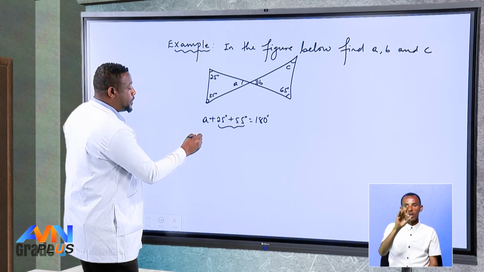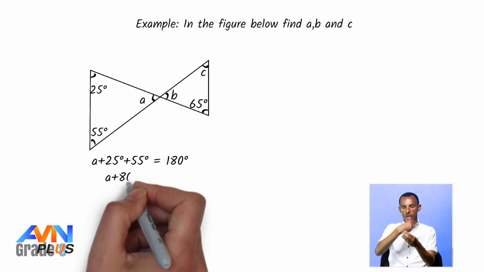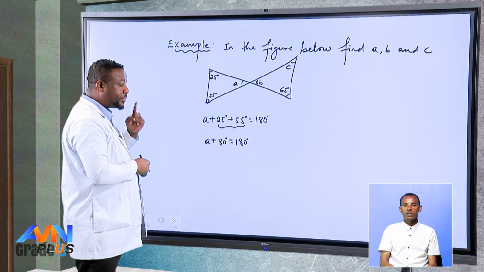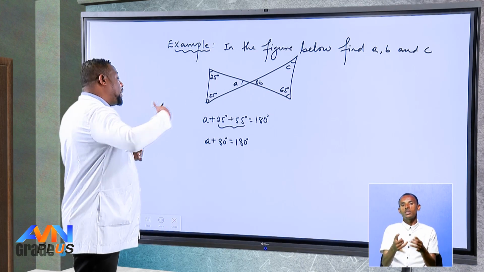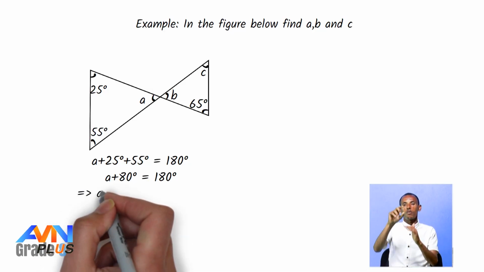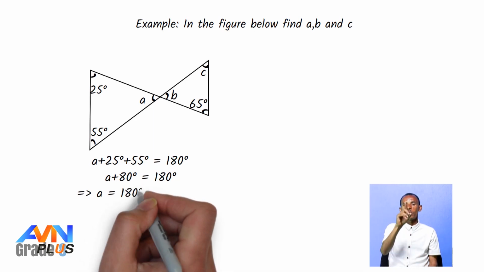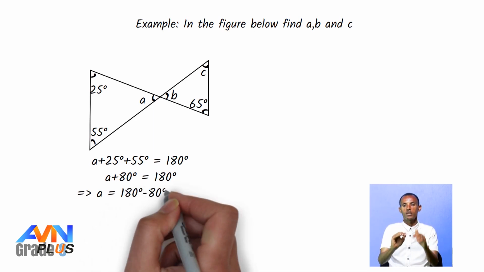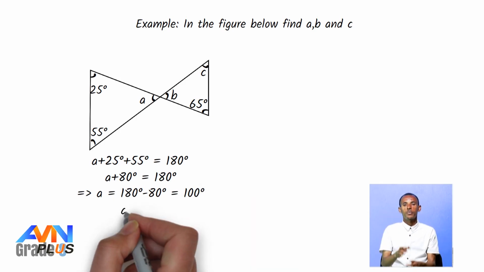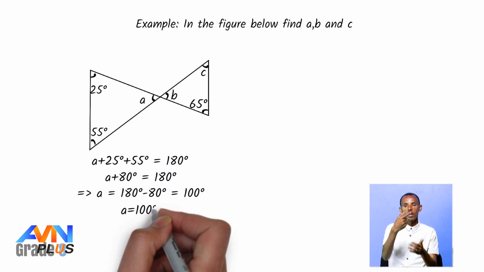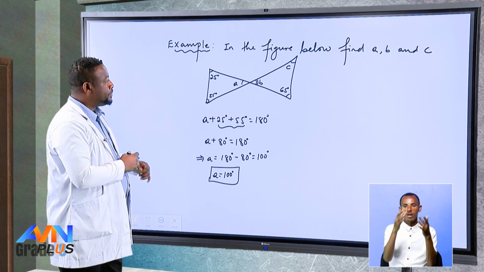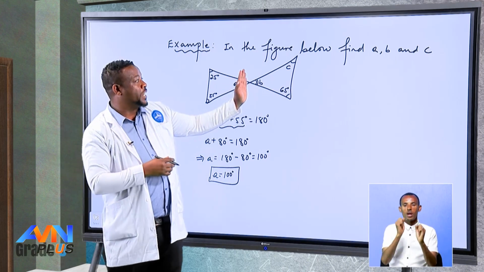80, right? So A plus 80 is equal to 180 degree, right? Now, moving 80 to the right side, the value of A becomes 180 degree minus 80 degree. And this difference is 100. Okay, therefore, the value of A in this figure is 100 degree. Okay, now we can go to the next part.